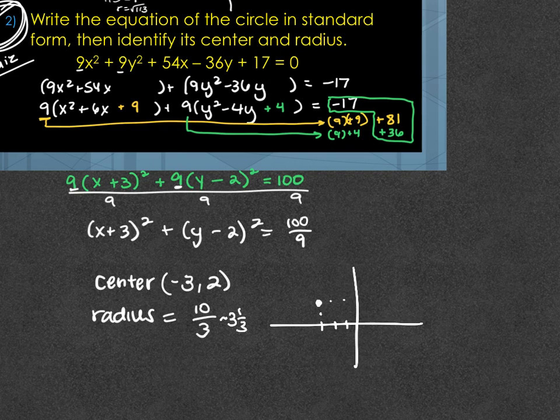If I was to graph this, I'd go negative 3, 2, and then this is 3 1/3. So I go 1, 2, 3, a little bit past it, 1, 2, 3, a little bit past it, 1, 2, 3, a little bit past it, and 1, 2, 3, a little bit past it, and then I connect my points to get my really bad circle, but you get the point. Questions on number 2? We good? If you give me a thumbs up, I know I can move on. Okay.